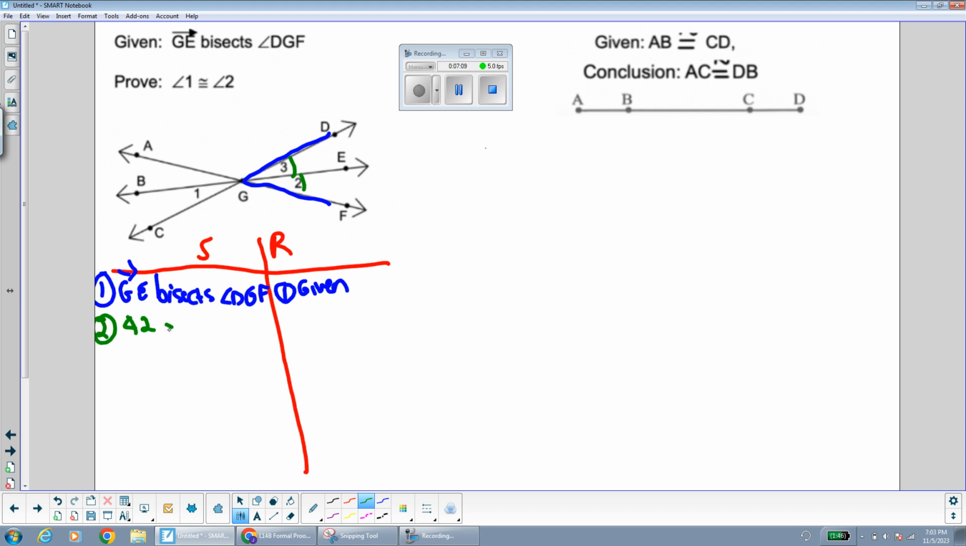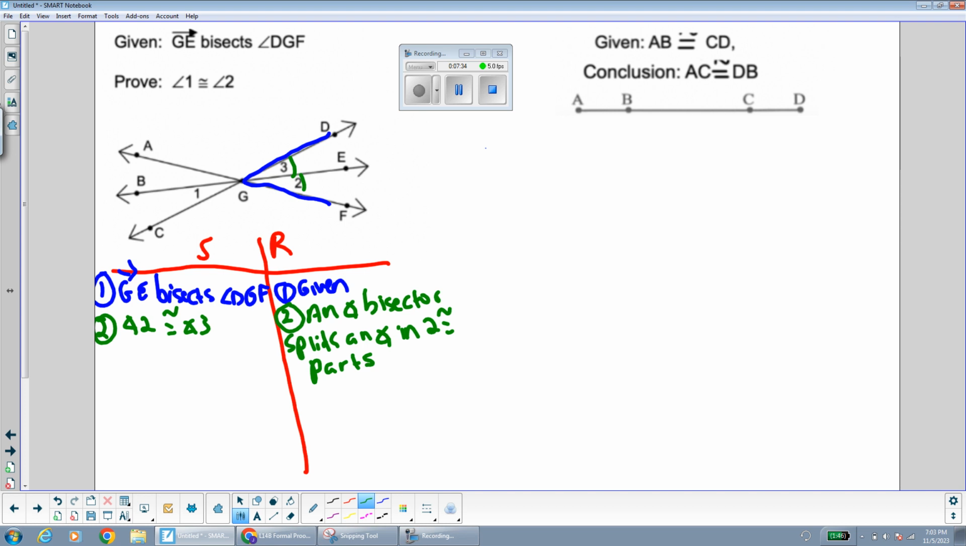Angle 2 is congruent to angle 3, and we're going to use our same reason as the previous example when we also have an angle bisector. An angle bisector splits an angle in 2 congruent parts.